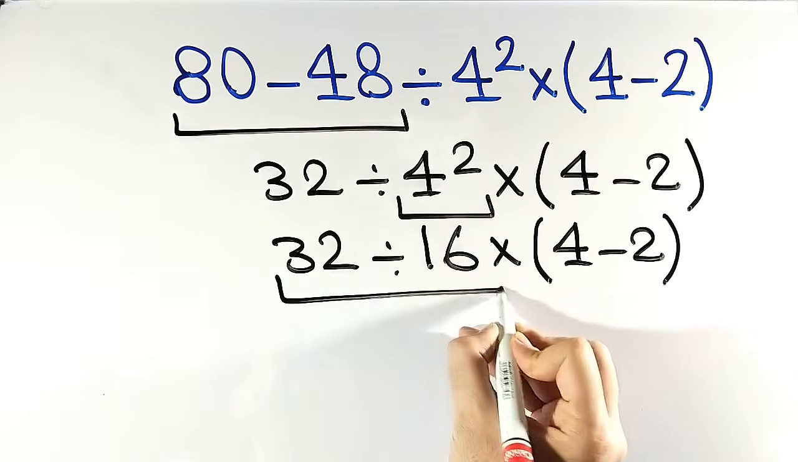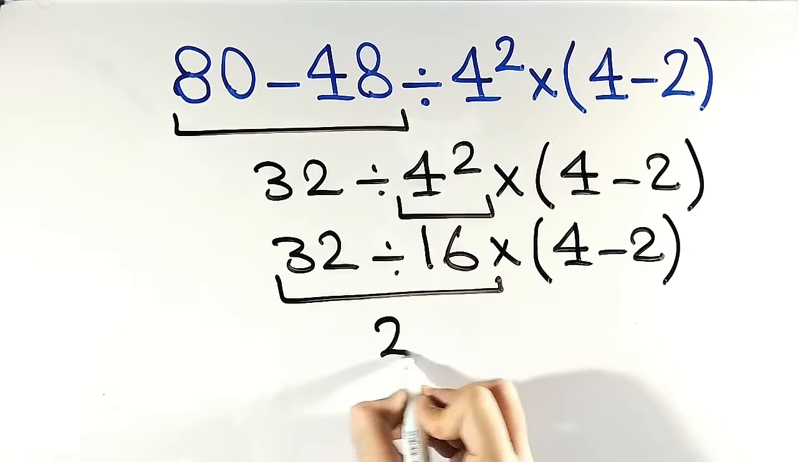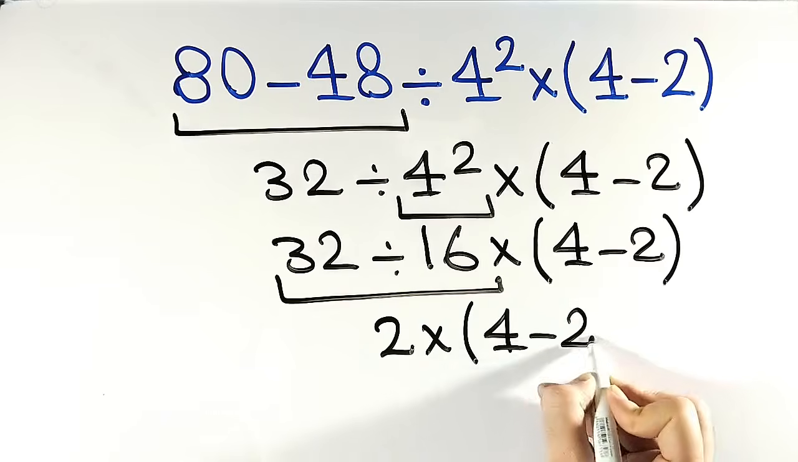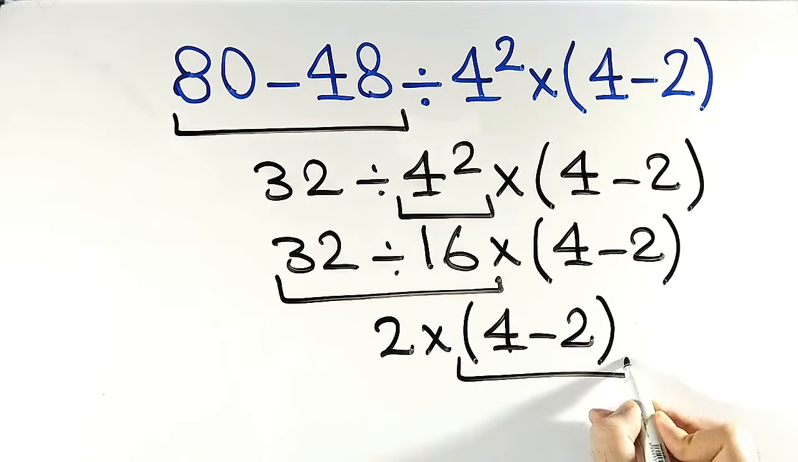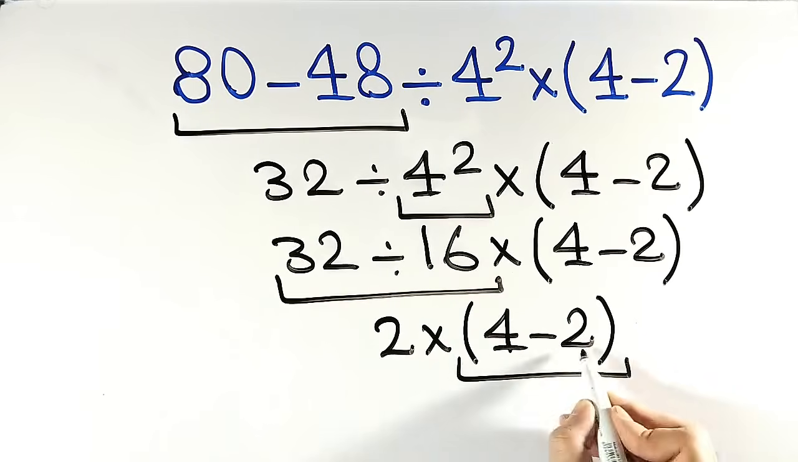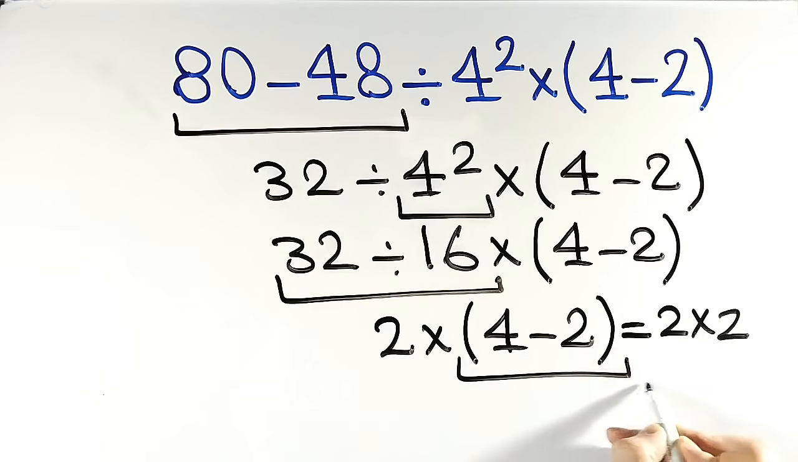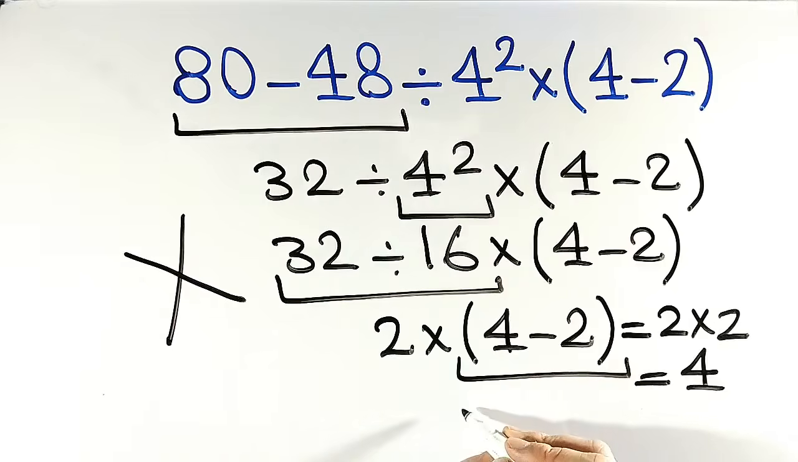Then they go for the division between 32 and 16 and write this equation as 2 multiplied by (4 minus 2). Next, they go to the expression inside the parenthesis and instead of this expression, they write 2 multiplied by 2, which finally gives them the answer 4. However, this answer is actually incorrect.